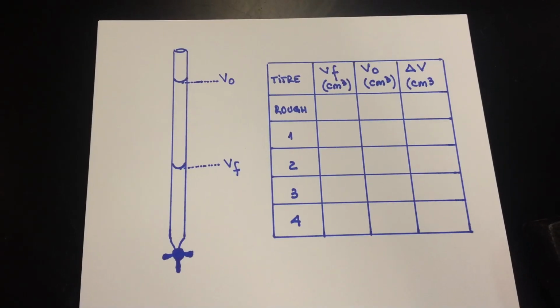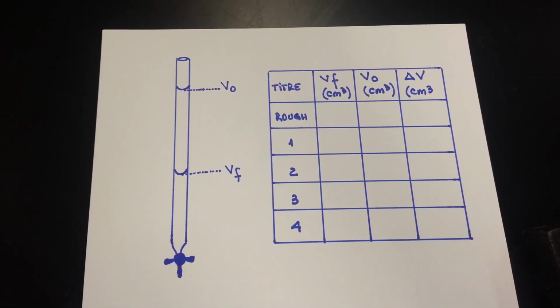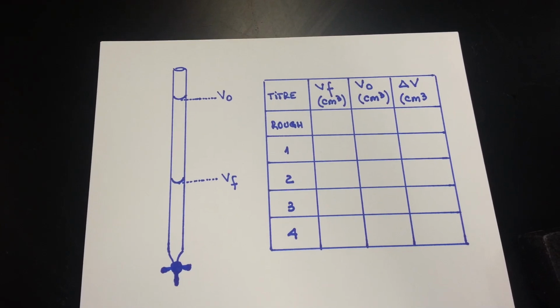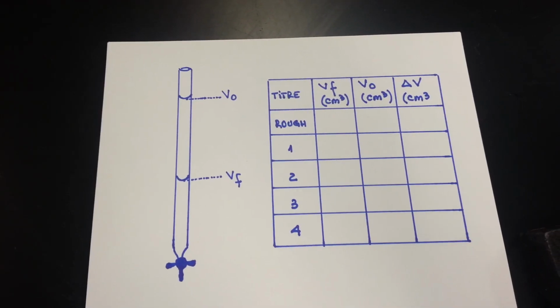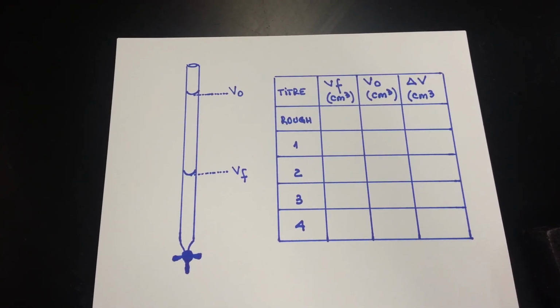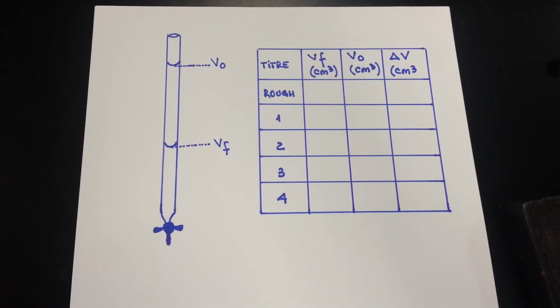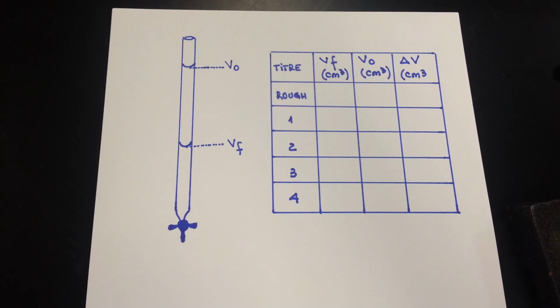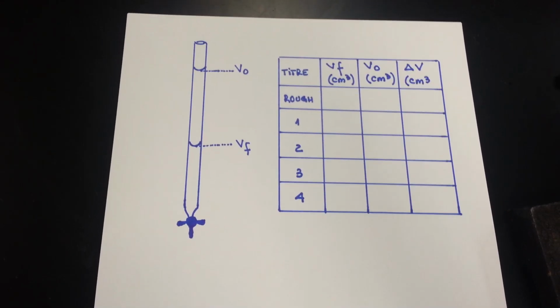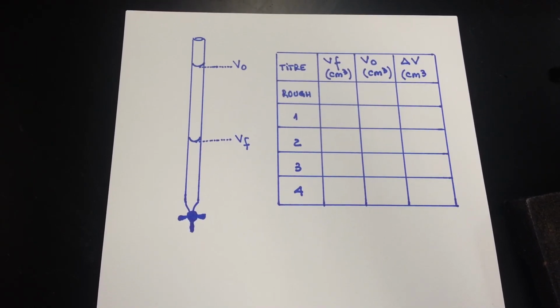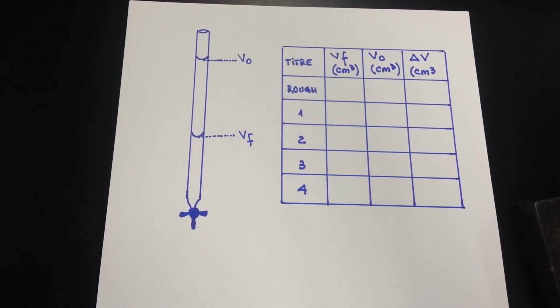For your titrations, you need to fill out a table like this. The first one is going to be the rough titration. It's going to be an approximate number of the volume that is used. And the rest are going to be different titrations that you're going to continue until you get a difference of 0.1 centimeter cube in difference.